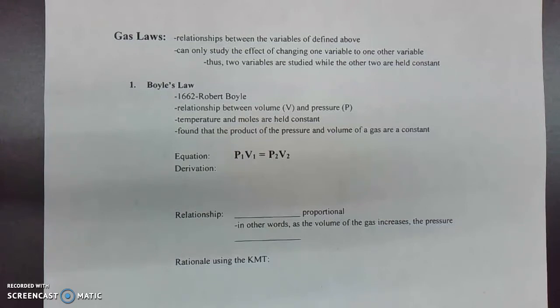So what the effect is of changing one variable when compared to another variable. So when 2 variables are studied, the other 2 variables are held constant. So if we want to look at the relationship between pressure and volume, that means that temperature and number of moles of gas cannot change. So we can see the direct effect of changing pressure on volume or changing volume's effect on pressure.